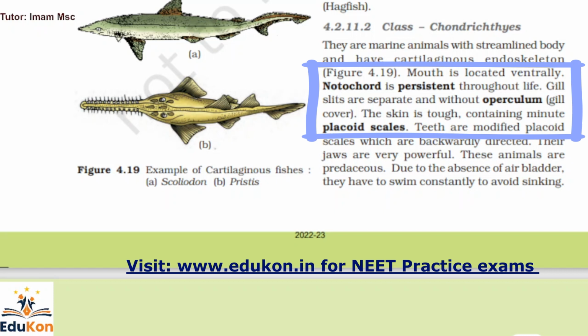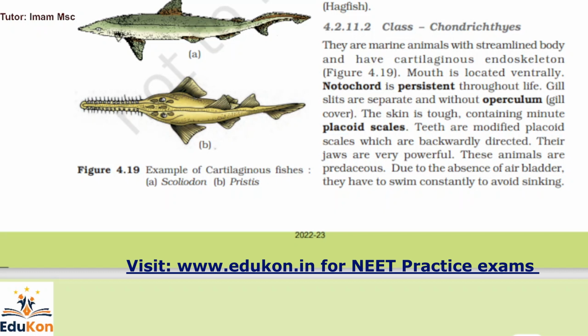Teeth are modified placoid scales which are backwardly directed. So this is very important. The teeth present in these marine animals are modified placoid scales. So they are not real teeth; they are a modified form of placoid scales. Their jaws are very powerful. These animals are predaceous. Due to the absence of an air bladder, they have to swim constantly to avoid sinking.